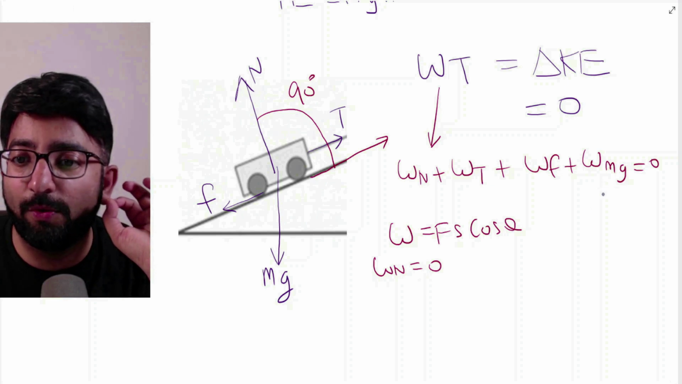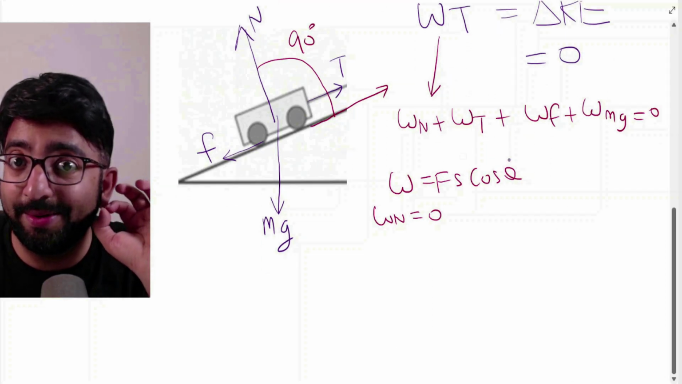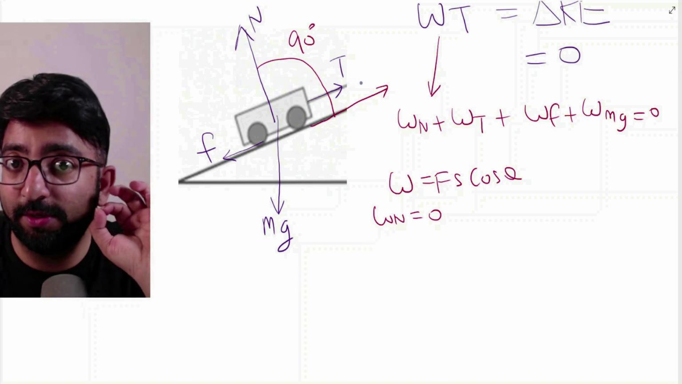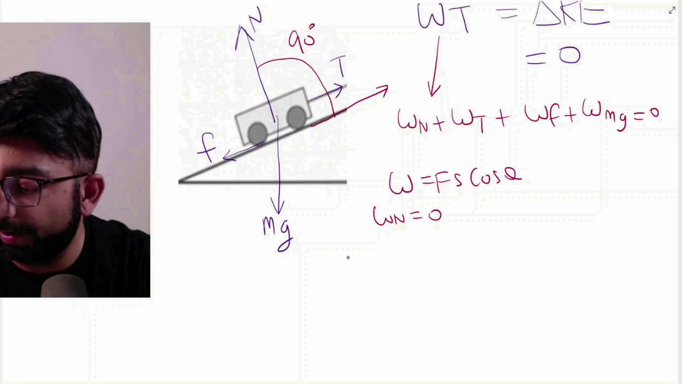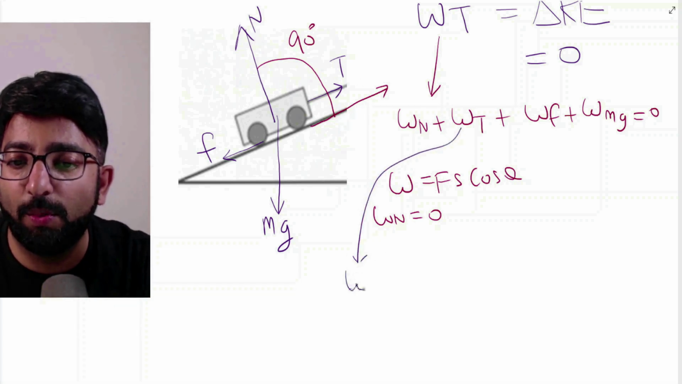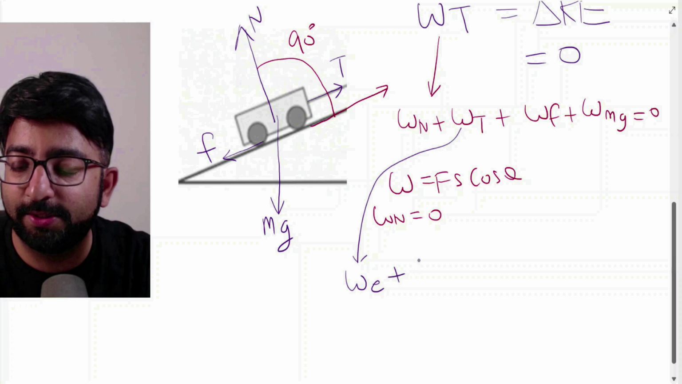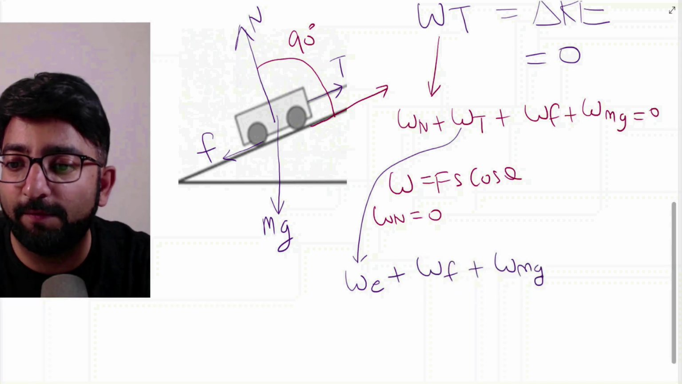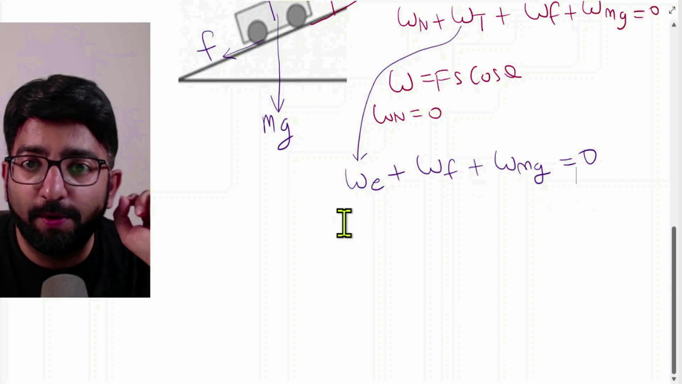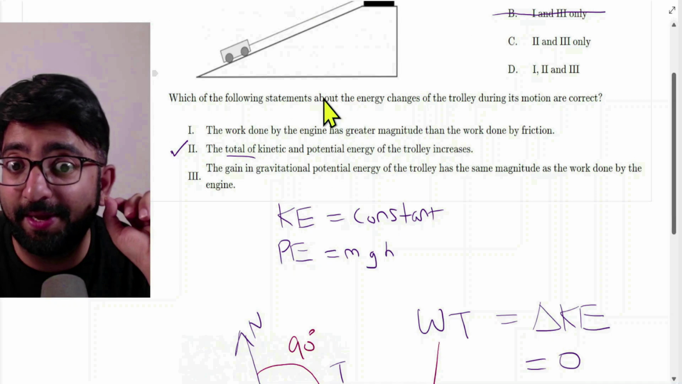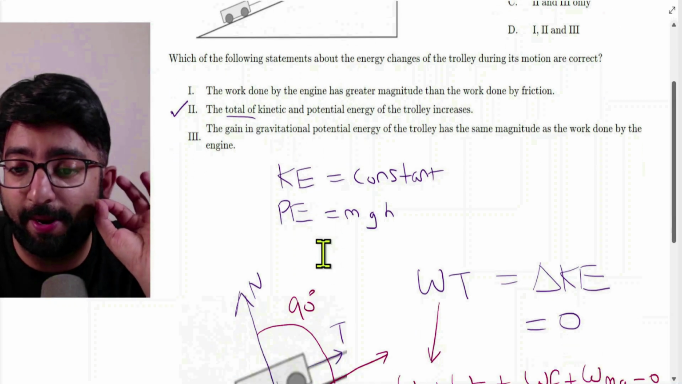So now let us write down the eventual expression. Work done by T, although it is tension, the source of tension is the motor, which is the engine power. So instead of WT, let me write down the work done by the engine plus work done by friction plus work done by the gravitational force. This is equal to 0. Now, if I go back to the statements, statement 1 was the work done by the engine. We have to figure out the work done by the engine.